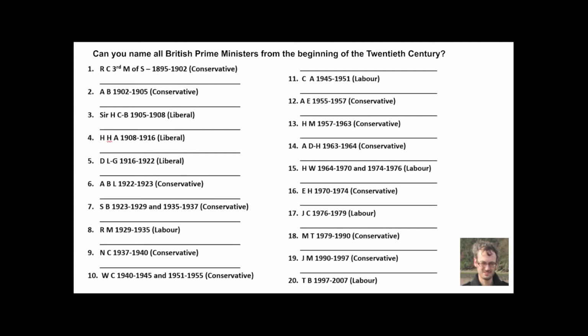So, from 1 to 20, we have Salisbury, the Marquis of Salisbury. We have Balfour, Henry Campbell Bannerman, Henry Herbert Asquith, David Lloyd George, Arthur Bonar Law, Stanley Baldwin, Ramsay MacDonald, Neville Chamberlain, Winston Churchill. As you can see there, number 10, he had 2 administrations. Number 11 is Clement Attlee. We've got Anthony Eden. We've got Macmillan. We've got Douglas Home. We've got Harold Wilson, Edward Heath, James Callaghan, Margaret Thatcher, John Major and Tony Blair. And of course we followed that up with Gordon Brown, David Cameron, Theresa May, and now the current incumbent, Mr. Johnson.